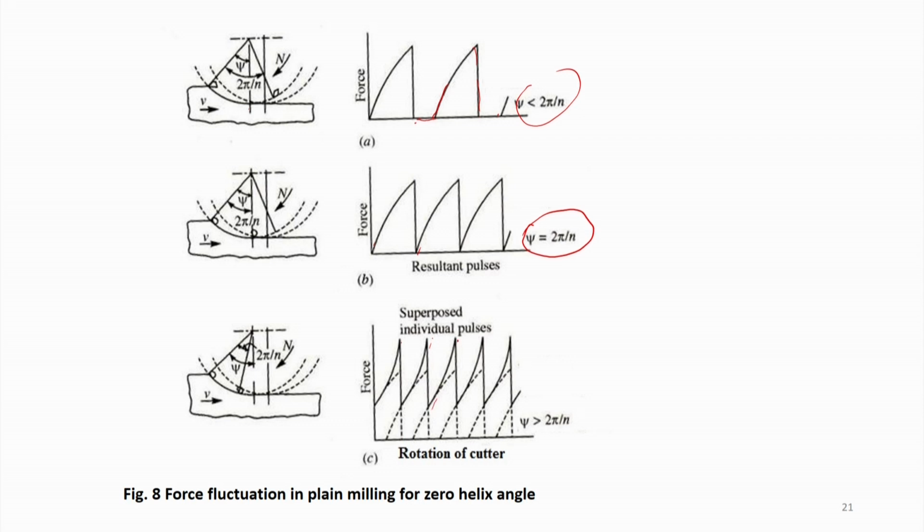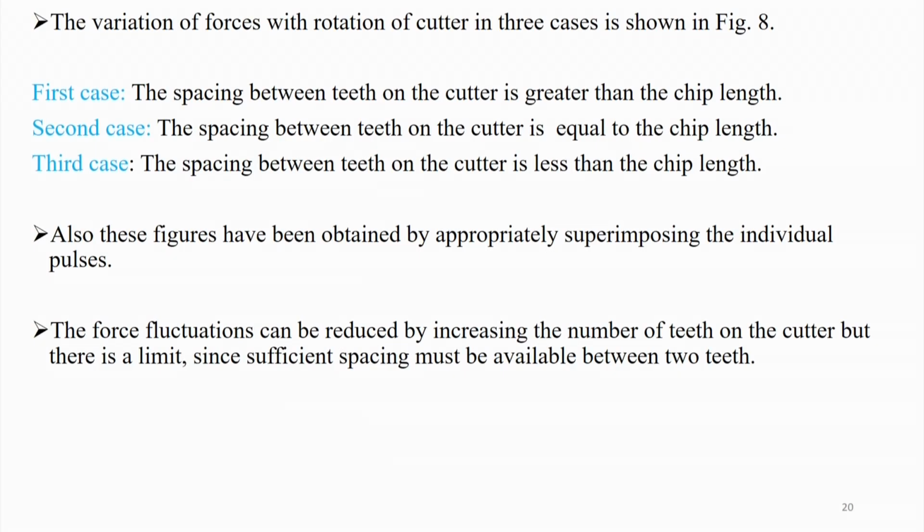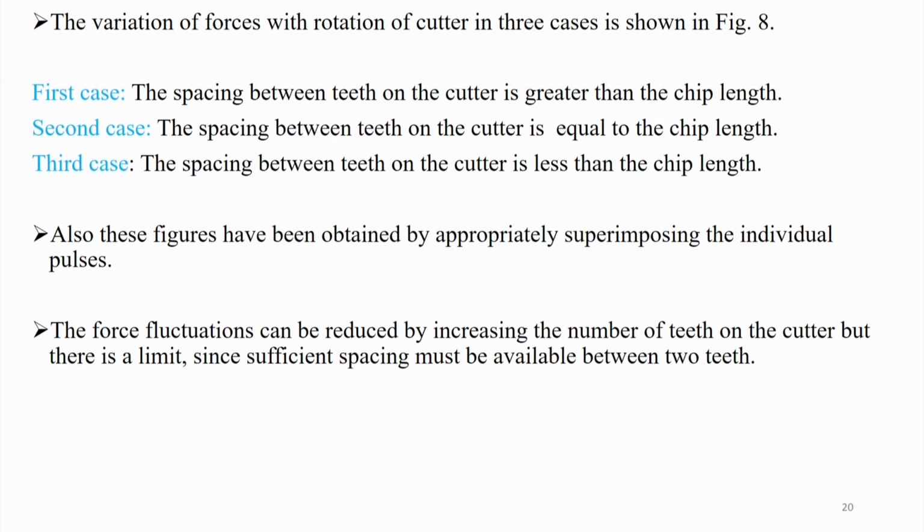So it is never becoming 0 and there is a lesser amount of fluctuation, and you get that type of thing. So this is what we have shown. Individual forces have been superimposed. First case, the spacing between teeth on the cutter is greater than the chip length; second case, the spacing between teeth on the cutter is equal to the chip length; and third case, the spacing between teeth on the cutter is less than the chip length. These figures have been obtained by appropriately superimposing the individual pulses.